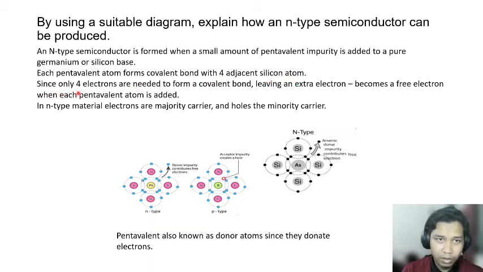And since only 4 electrons are needed to form a covalent bond, leaving an extra electron becomes a free electron when each pentavalent atom is added here. Originally it is 4: 1, 2, 3, 4, and plus 5 because of the pentavalent atom: 1, 2, 3, 4, 5 here, the extra electron. In N-type material, electrons are the majority carrier and holes the positive, the minority carrier. Pentavalent atoms are also known as donor atoms, since they donate electrons.